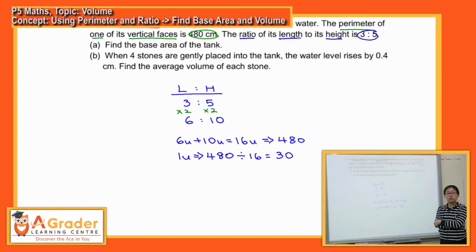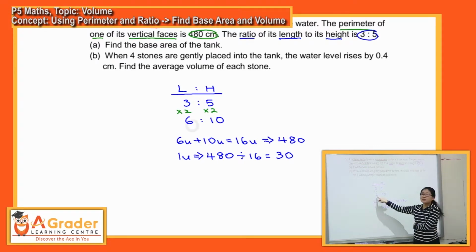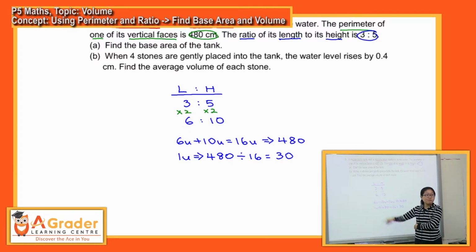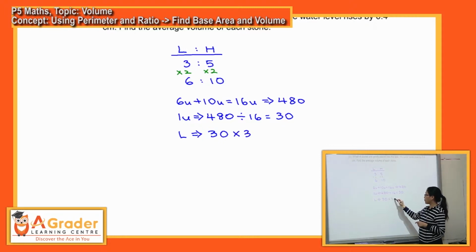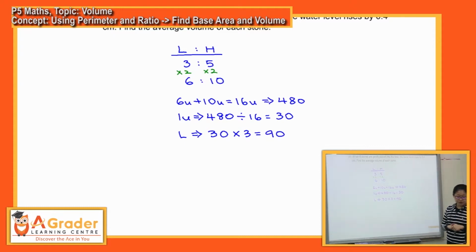6 times 30. Do you all agree that we should take 6 times 30? No. Why? You just already know it. Angie? 6 represents what? 2 of the length. So now you should times what? 6 represents 2 of the length. Can you find the 2 of the length? No. You must find the 1 length, right? So, to get our length, we should take 30 times 3. 90. And remember, length is the same as breadth, right?